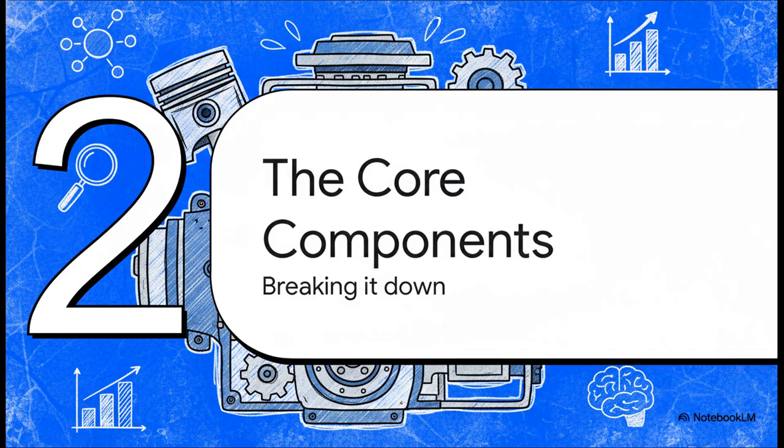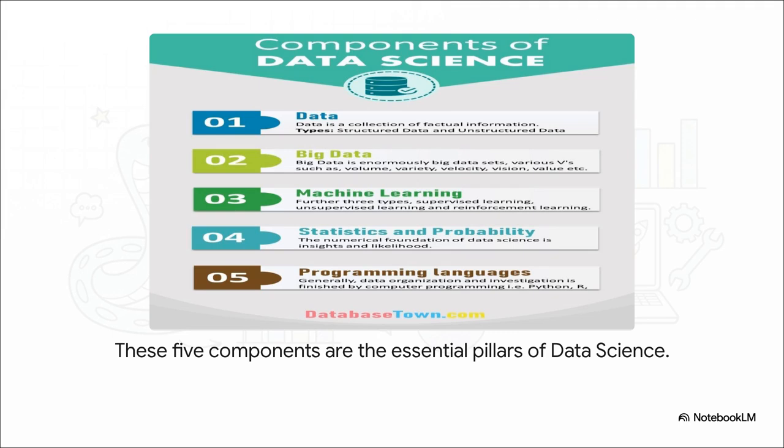Okay, so we know what data science does. Now let's pop the hood and take a look inside. In this next section, we're going to explore the core components that actually make all of this stuff work. Think of these as the main ingredients in the recipe for data science. You've got data itself, then big data, machine learning, statistics, and programming. For this explainer, we're going to focus on the key ideas you need from these pillars to pass your exam.